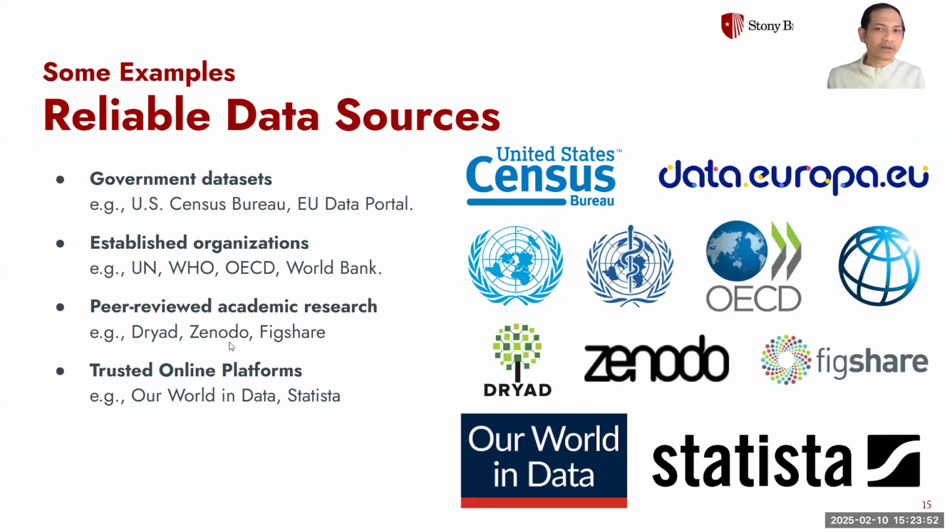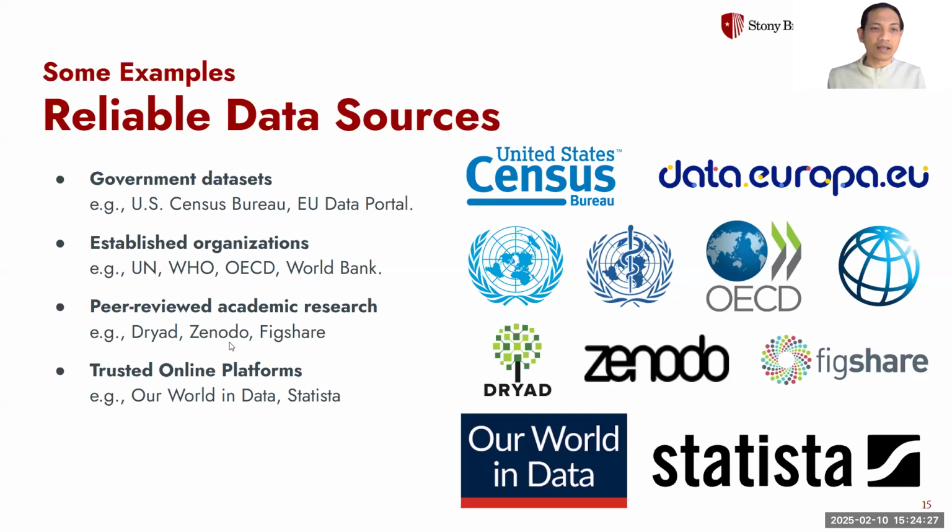And let's take a look at some other examples of reliable data sources. Government data sets, in addition to data.gov, we also have the US Census Bureau, and established organizations like the United Nations, World Health Organization, OECD, and World Bank. They offer comprehensive global data, especially if you're looking for cross-country or worldwide analysis. And then peer-reviewed academic research repositories like Dryad, Zenodo, and Figshare. And finally, trusted online platforms like Our World in Data and Statista.